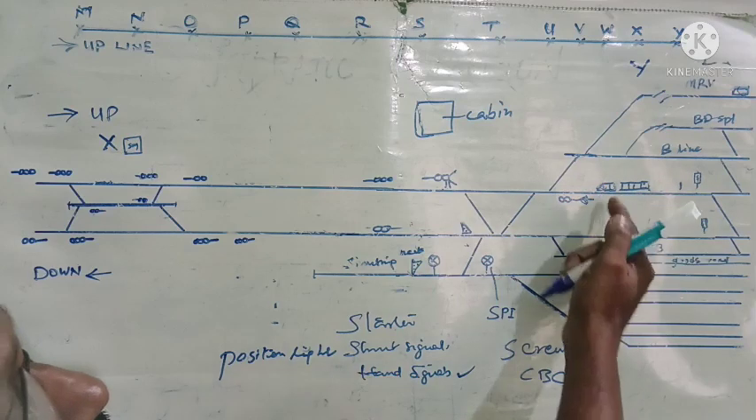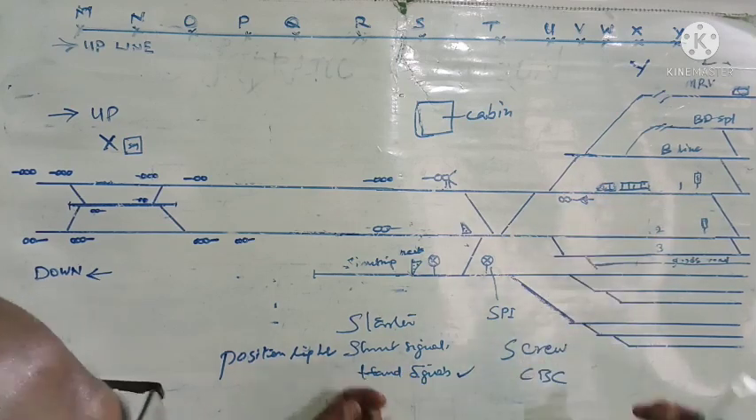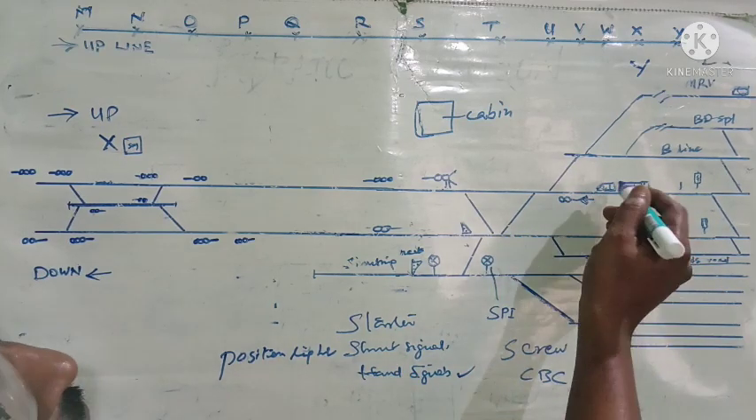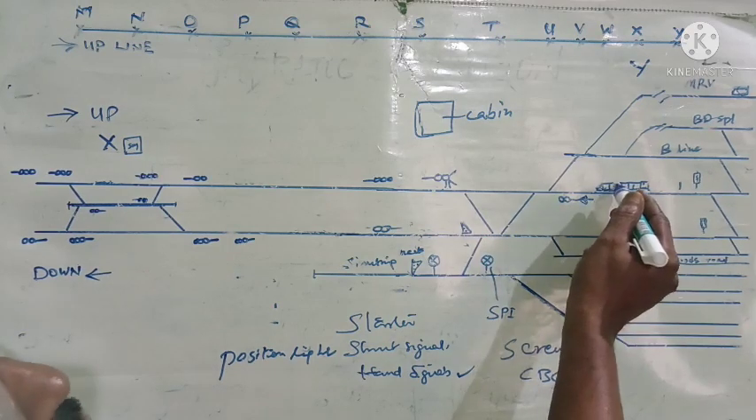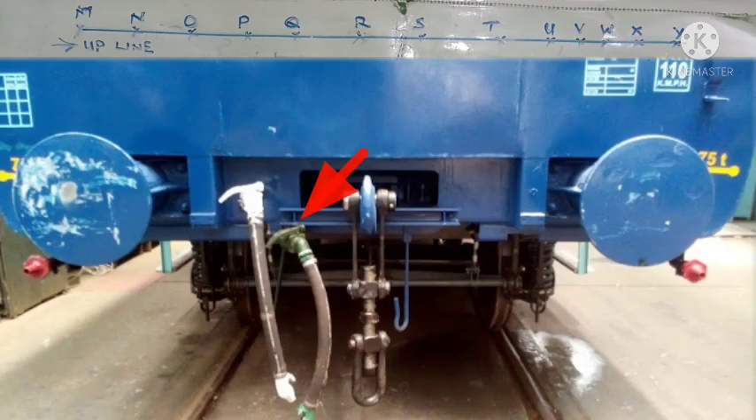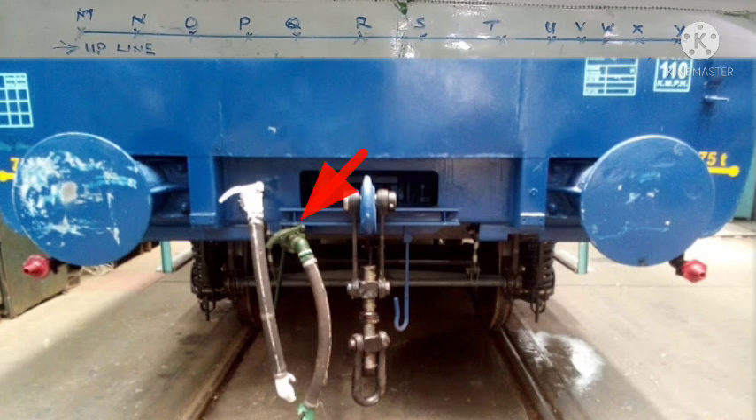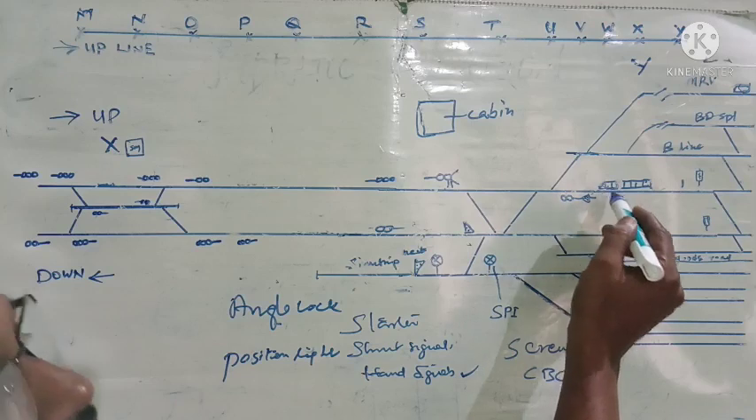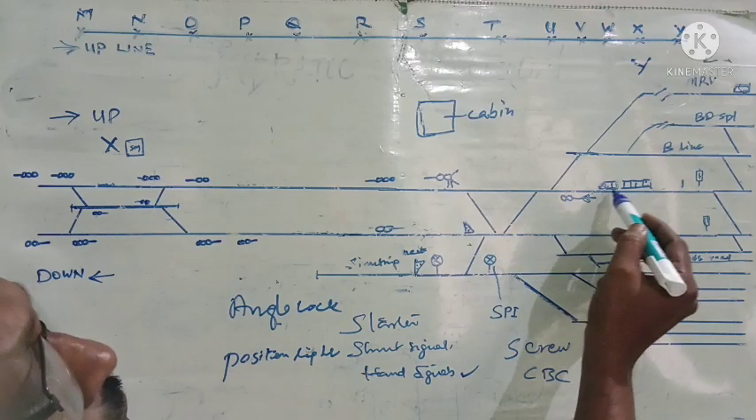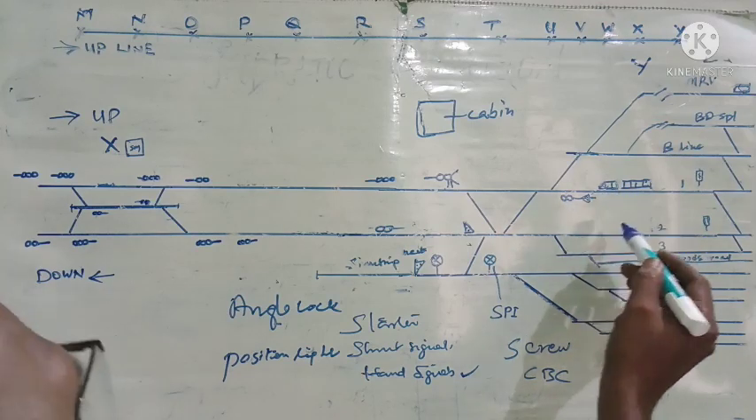The hose pipe connecting these two bogies will be detached, and before detaching they will close the angle cock here. This is the angle cock between the brake pipe and the hose pipe. This angle cock will be turned so that the pipe is closed. The shunter has created the necessary pressure inside the brake pipes of the coaches.